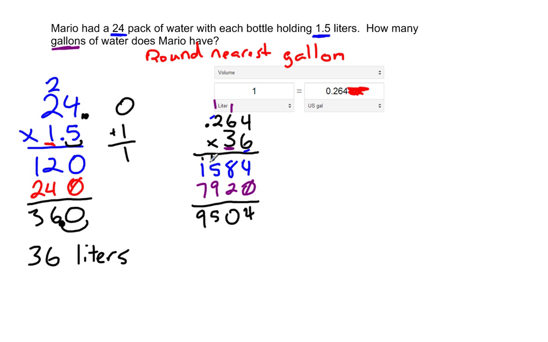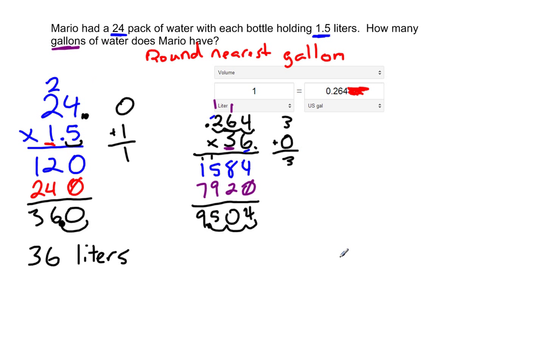So then again, it comes down to how many decimal places do we need? We look. We have 1, 2, 3 up top, and we have nothing again in the bottom. So 3 plus 0 means we need 3 decimal places in our answer. We get 1, 2, 3.